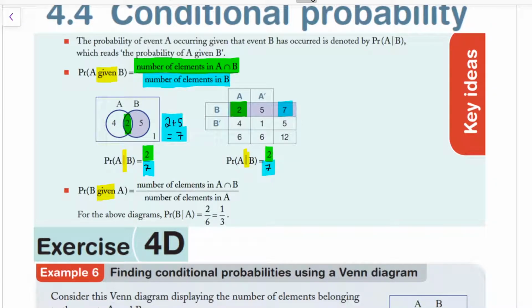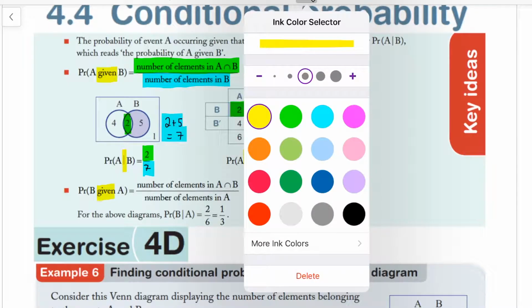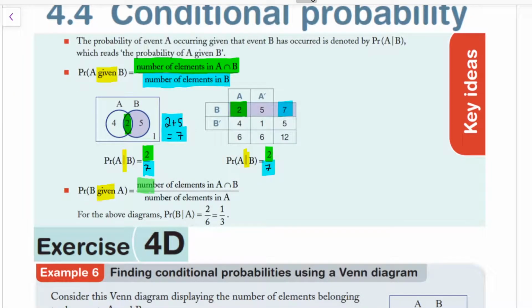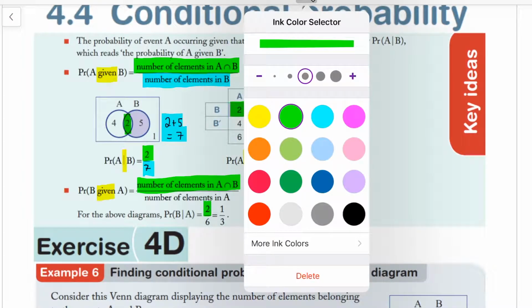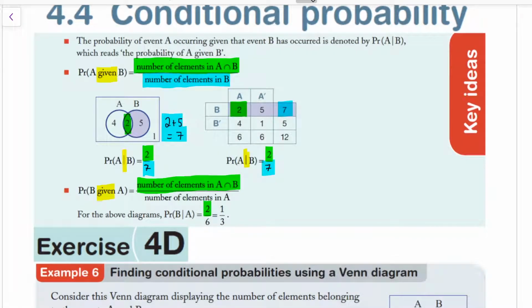Now we're still looking at our number of elements, which is the intersection of A and B. So the number at the top actually stays the same, which is 2. But now it's given A, so now you're looking at your total for A. Let me pick another colour, I'll go for the pink. That is the 6. So now you're looking down for the total for your A. To get my total for A, it's the 4 plus the 2, which gets me the 6.